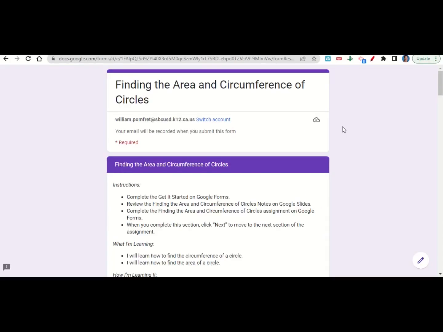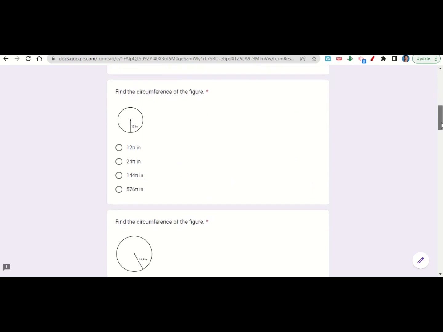Let's take a look now at the Finding the Area and Circumference of Circles assignment. The assignment begins with the learning goals and success criteria. If we scroll down, we can see the questions.